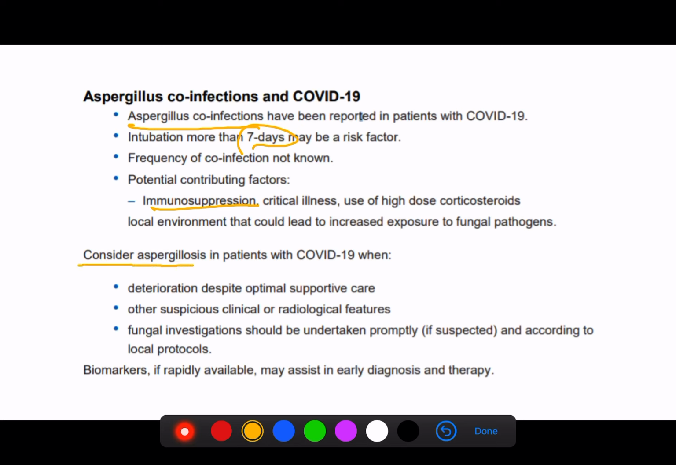It's really important to have a low threshold for thinking about aspergillosis. Any patient who seems to be deteriorating despite you giving them appropriate antibiotics and appropriate respiratory and cardiovascular support, think about it. Anybody who's developing progressive radiological changes, always have a low threshold for thinking about Aspergillus and send the screening off as appropriate. There are a number of local protocols, and just follow that essentially, but just always think about Aspergillus.